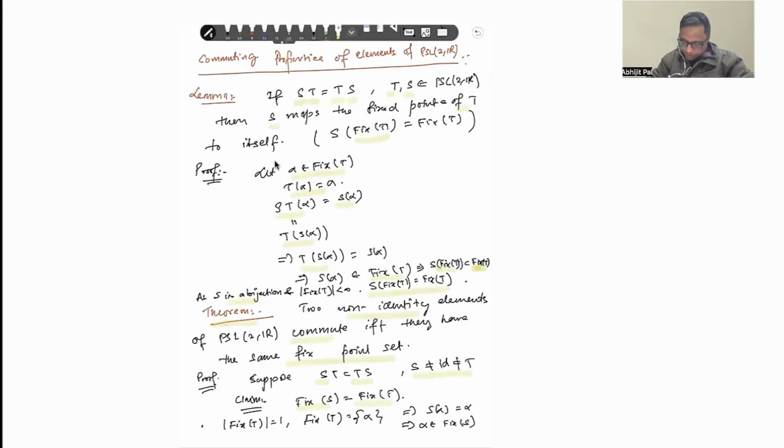Let us go case by case. First, assume the fixed point set of T contains only a single point, namely the singleton set alpha. So T of alpha will be equal to alpha. And S commutes with T, so from the lemma, since the fixed point set of T is the singleton set alpha, it will imply that S of alpha is equal to alpha. So alpha is also a fixed point of S.